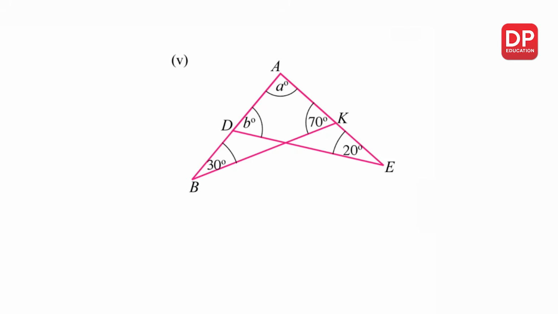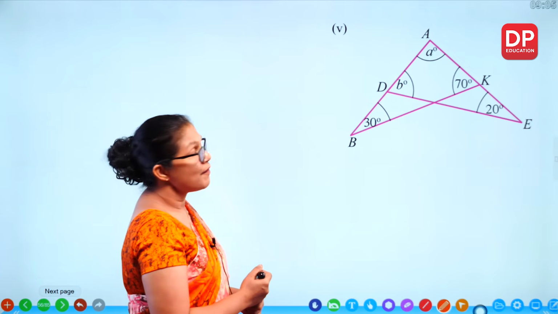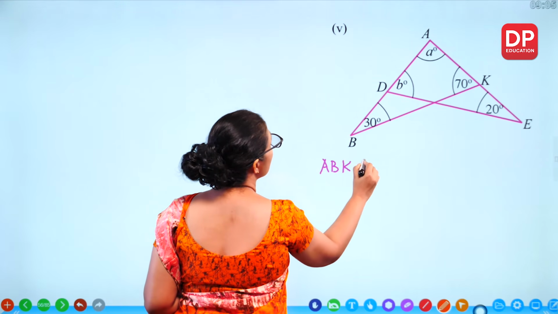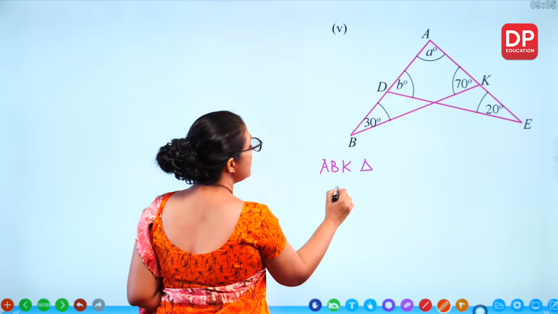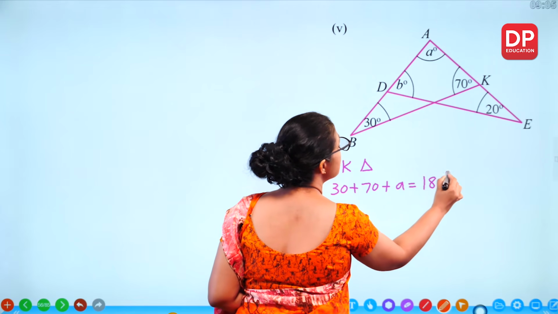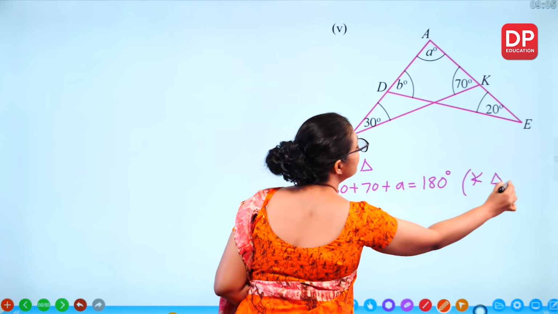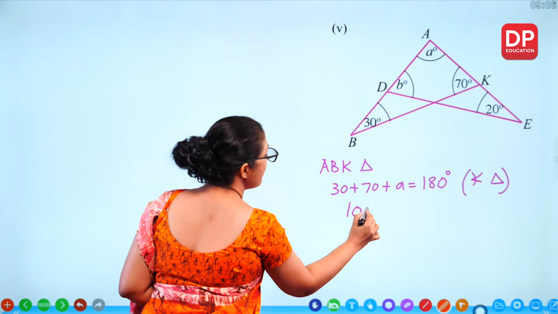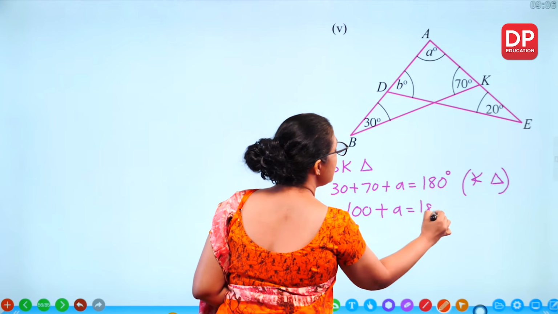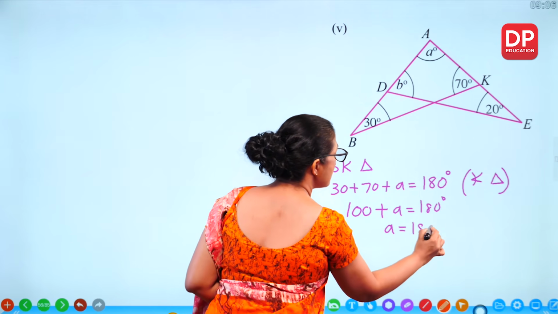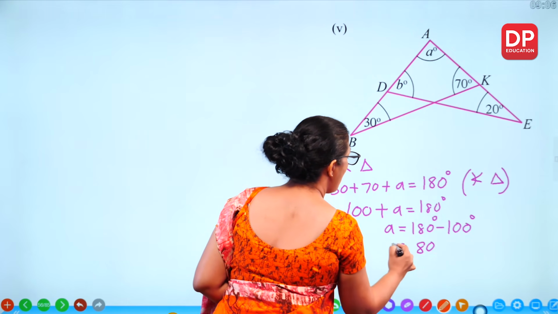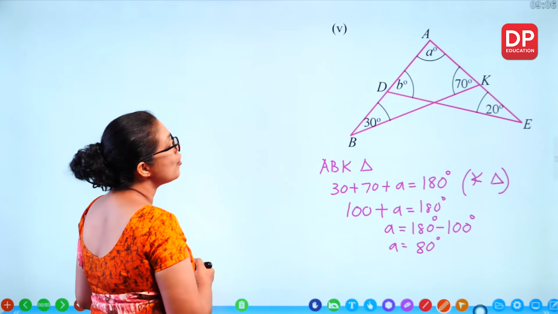This triangle, look carefully at which one we can take. So we can first find the A angle, ABK triangle. When you take ABK triangle, 30 plus 70 plus A is 180. Angle sum of a triangle. 30 plus 70 is 100 plus A equals 180. So when you take 100 to the other side, you get 80 degrees for A.